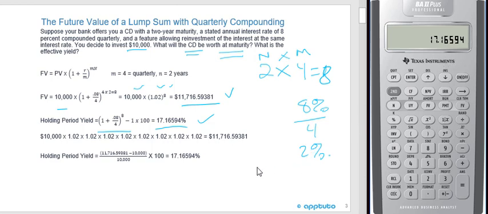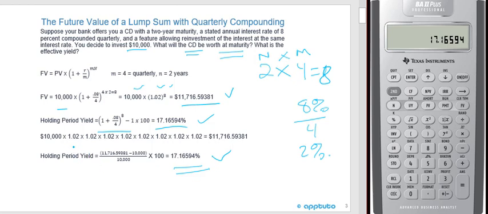And that's going to be 17.16594. And you can just prove that to yourself because the holding period yield is the ending minus the beginning, divided by the beginning, times 100, 17.16594%. So I just want to show you, if you really hate algebra and the old school, you forgot your calculator, you just have your phone, then you know, listen, this is not too much.